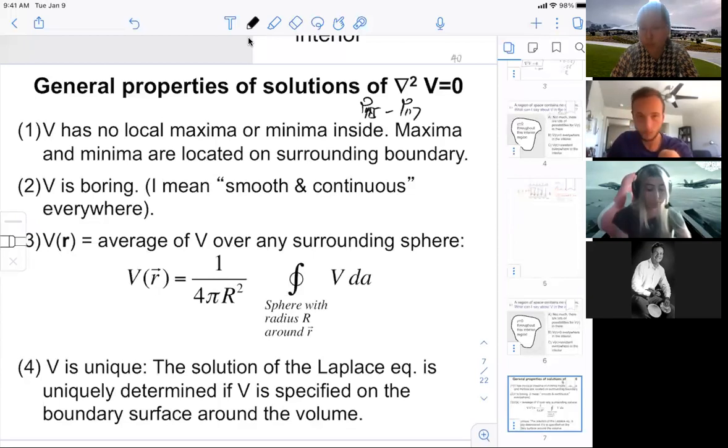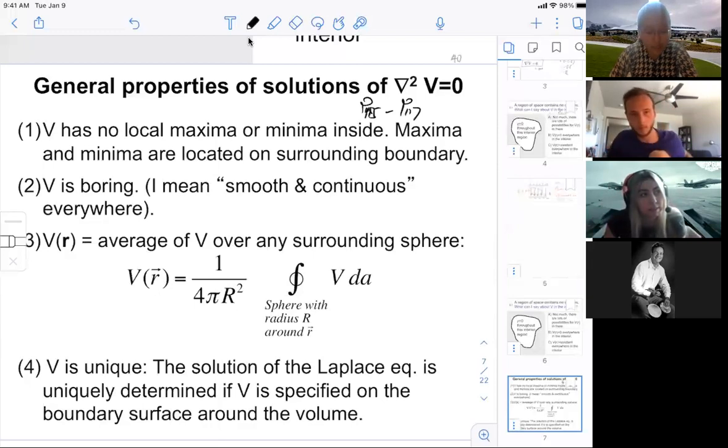We are simply just going to grab them and use them in class. The first property of the Laplace equation is that the potential has no local maximum or minimum inside. If you have a maximum value for V or a minimum value for V, they can only be located on the boundary. And we'll see what that means using a more concrete problem later.